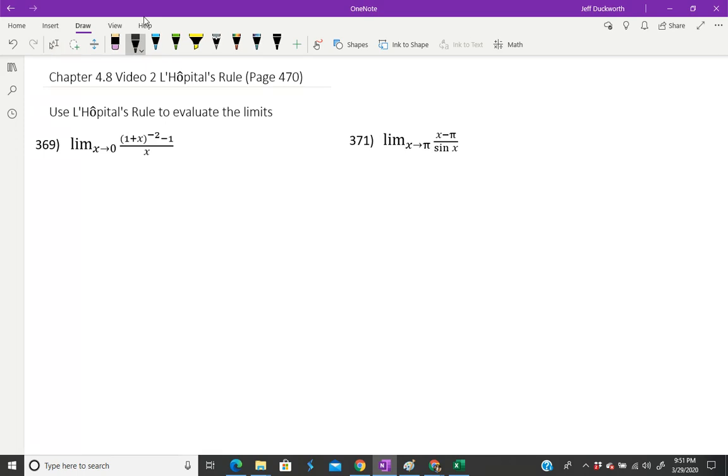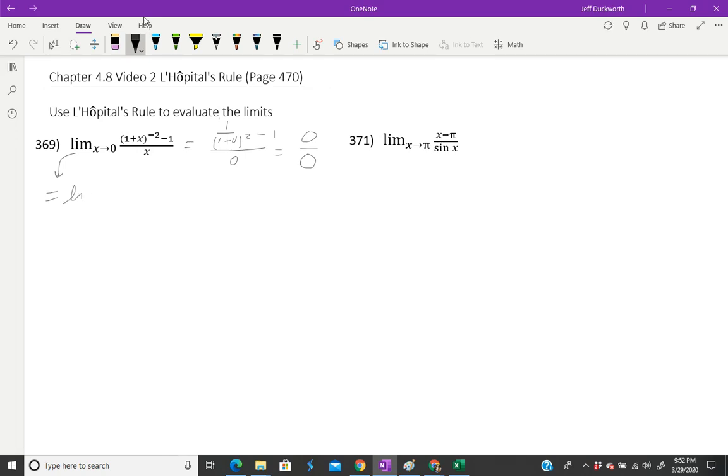Okay, so if we plug in 0 here, we get 1 minus x to the negative 2, which is really 1 over 1 plus 0 squared, minus 1. And if we put in 0 for x, we get 0 in the numerator. And the denominator is really 1, so we get 0 over 0. So I'm going to apply L'Hopital's rule to this. I'm going to put the equal sign here, showing you that I'm bringing this down.